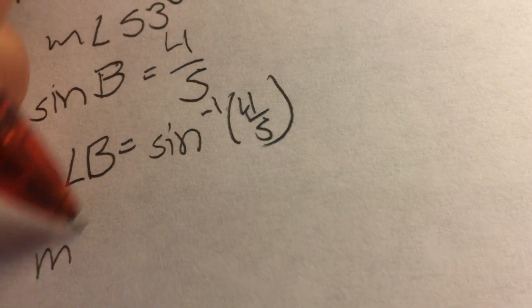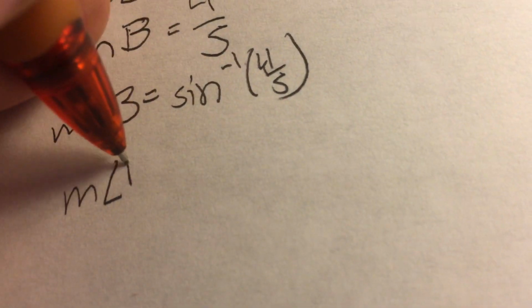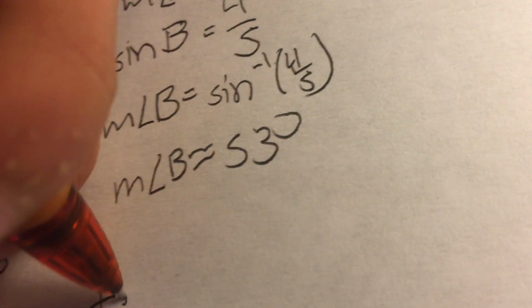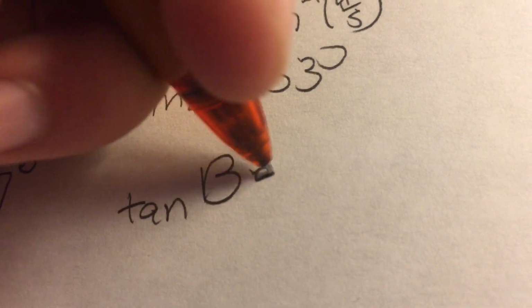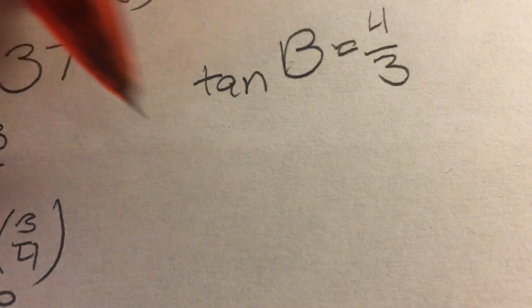I think you get it. So, obviously, you guessed it. It's about 53. And then tangent of B equals, it's going to be the reciprocal because they have different adjacent and opposite sides. 4/3.